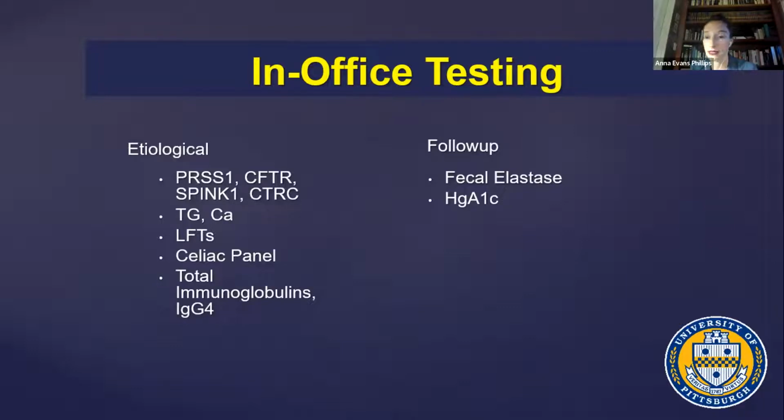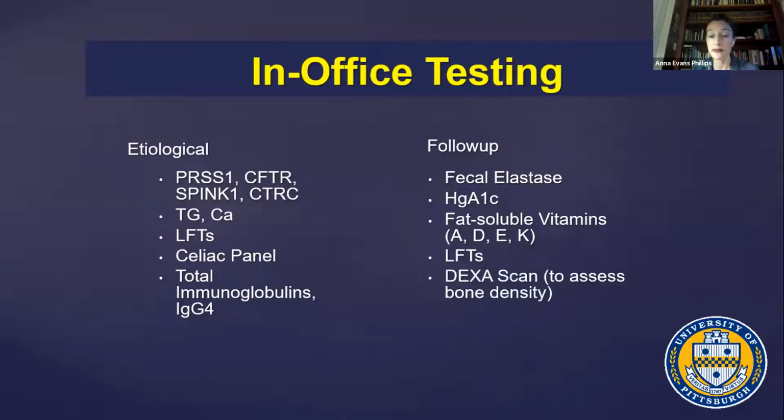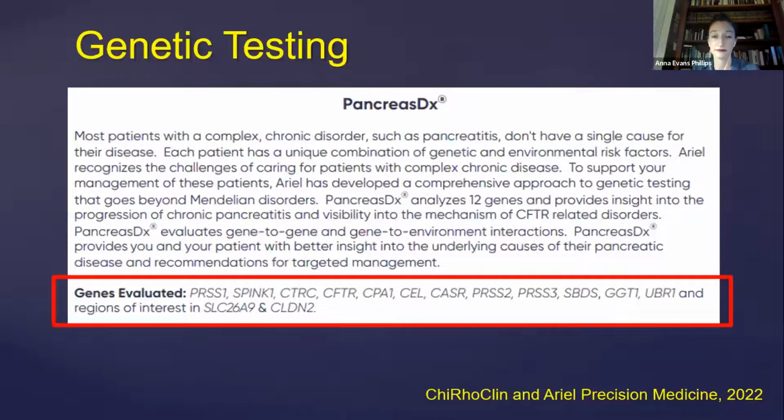The hemoglobin A1C level to look for evidence of diabetes. Fat-soluble vitamin levels, including things like vitamins A, D, E, and even a PT/INR as a proxy, perhaps, for vitamin K. Then liver function tests to evaluate for things like strictures in the biliary tree. And then a DEXA scan, a bone density scan, essentially, which can give us some sense of whether patients may have developed mineral bone disease as a sequelae of malabsorption.